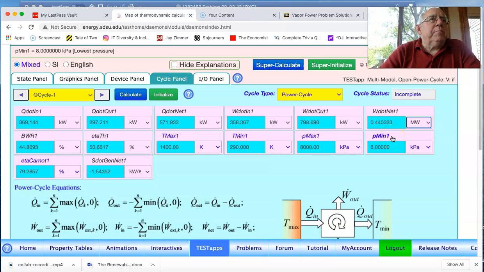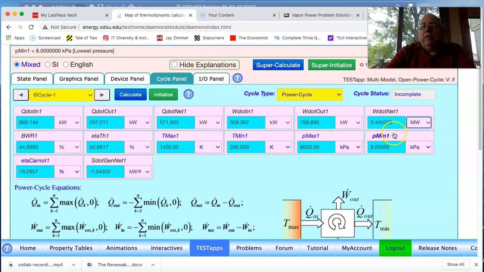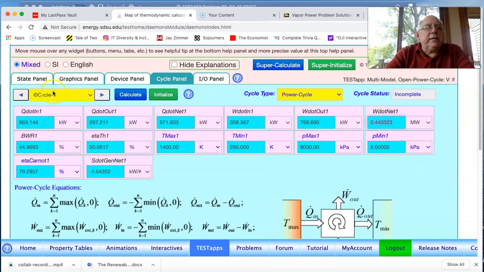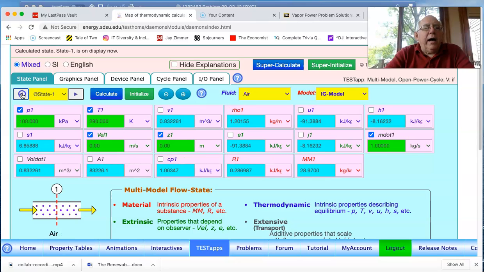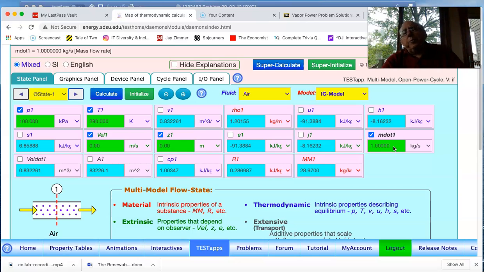net work of this combined cycle due to 1 kilogram per second of fluid was 0.44. And we want this to be 15. So I'm going to copy that number, and I'm now going to go back to the state panel, all the way back to state 1, where I assign a mass flow rate equal to 1. When we assign this equal to 1, that gave us 0.44 megawatts of output power.